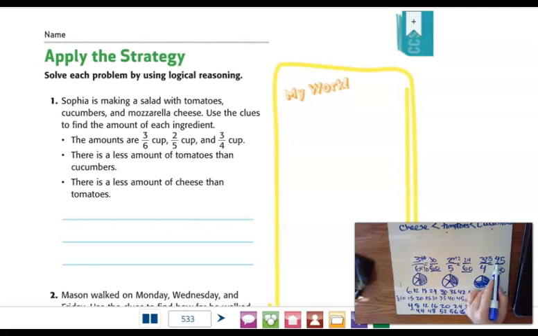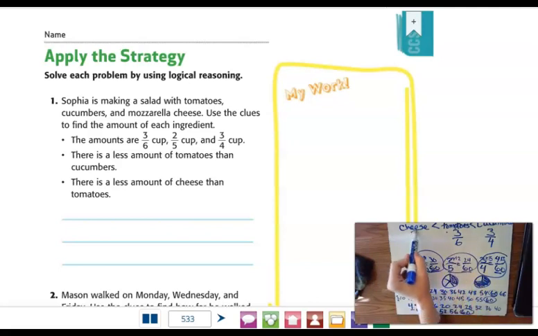And I can see 45 60ths is the greatest, so that's going to match the cucumbers. So 3/4 will be the cucumbers. Then we've got 30 60ths is the next, which matches to 3/6, which is going to make it the tomatoes. And we've got 24, which is the least, so 2/5 is going to be the amount for the cheese.